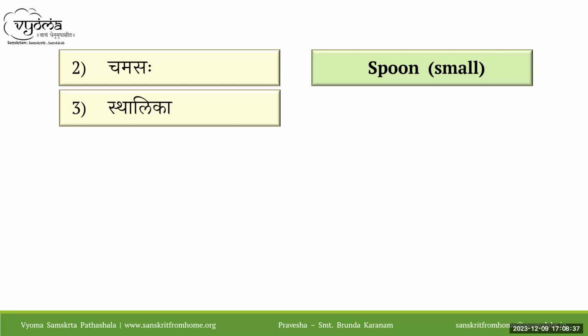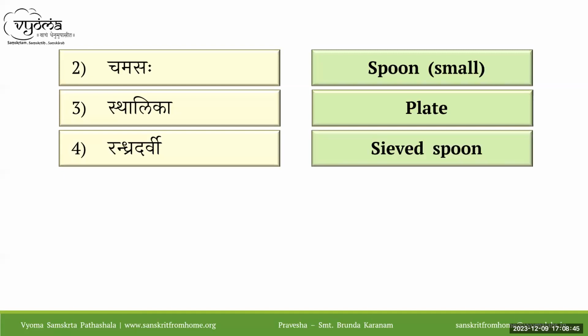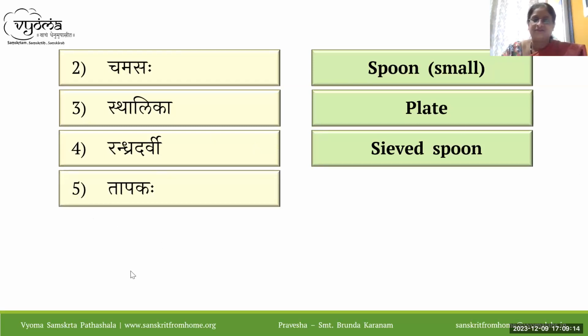Plate. Sthalika is plate. Randhra darvi, a sieve spoon. You have a slotted spoon, which you use to pick up something when you fry. If you remember the story of the snake and the mouse, the mouse says Randhram karomi. So Randhra is to make a hole. That's why Randhra darvi is a ladle with holes in it, a sieve spoon with which you deep fry.